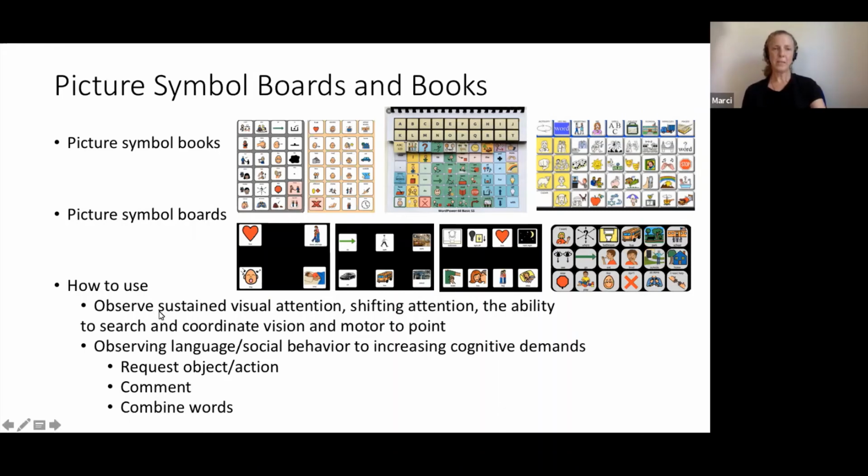For all of these materials, we are observing their sustained attention, how they shift attention, and their ability to coordinate how they're looking and pointing at the same time. We are also observing that under different language conditions. So just to make a request, like I want car, or to comment, wow, fast, or then to combine words.